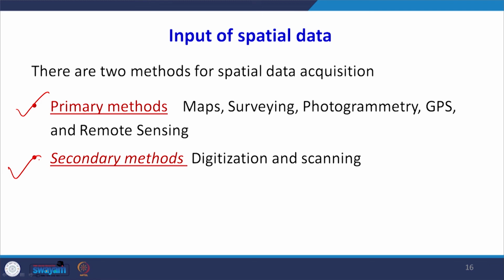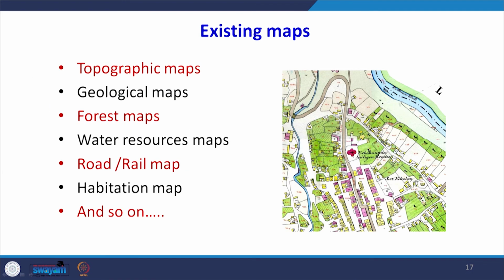But the secondary method could be that somebody else has collected that data. It is available in the form of maps, in the form of reports, in the form of atlas hard copy data. So we are doing a process called digitization and scanning process. We will learn in another lecture how this digitization and scanning process would help me to create the data from the secondary method. So these are the two broad methods of creating the data set.